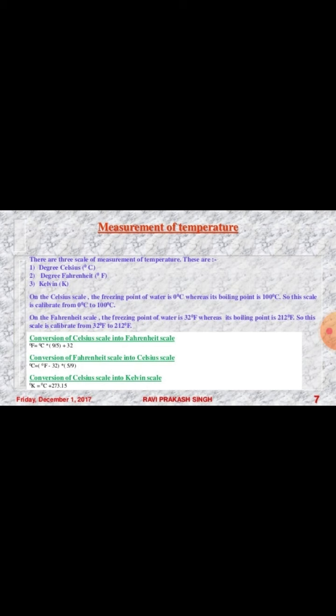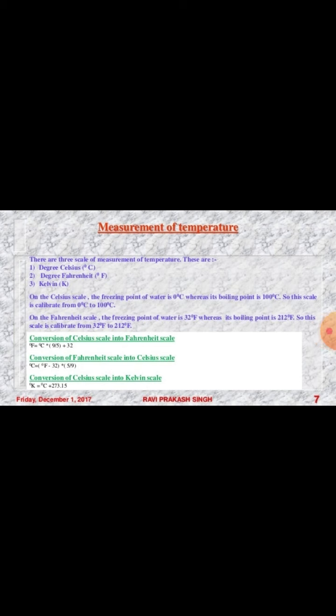Next, in the Fahrenheit scale, the freezing point of water is 32 degrees Fahrenheit, whereas its boiling point is 212 degrees Fahrenheit. So this scale is calibrated from 32 degrees Fahrenheit to 212 degrees Fahrenheit. Okay, children? So how is it converted from the Celsius scale to the Fahrenheit scale?